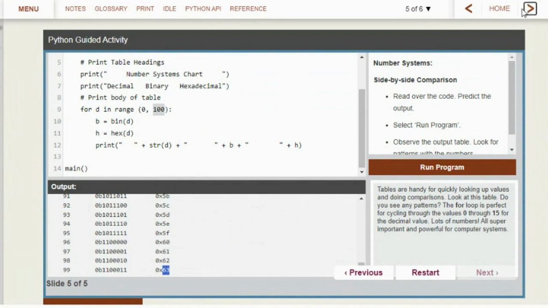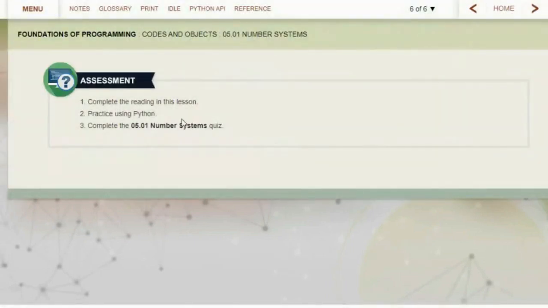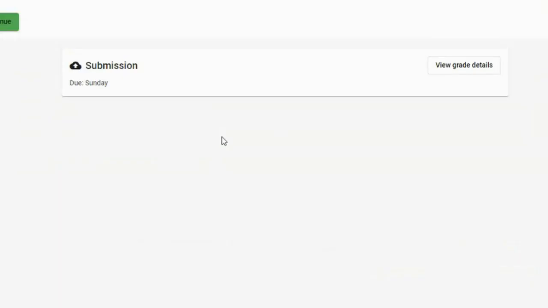All right. Let's look at the assignment because that's the end of the lesson. Page 6 just says read the lesson. Practice on that page we just left. You can practice and then do the quiz. So we go to the next item.